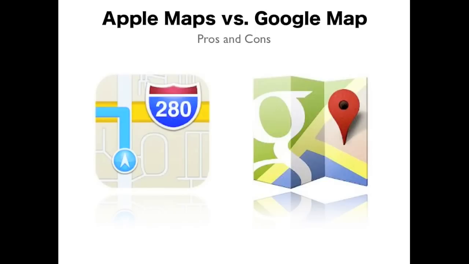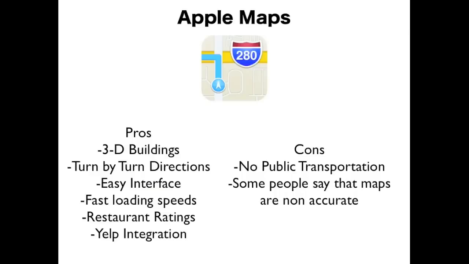So here are the pros and cons listed out for you. Apple Maps. Some pros of this are it has 3D buildings and turn-by-turn directions, an easy user interface, fast loading speeds, restaurant ratings, and Yelp integration. Some cons are no public transportation, and also there are some people who say that these maps are not accurate.